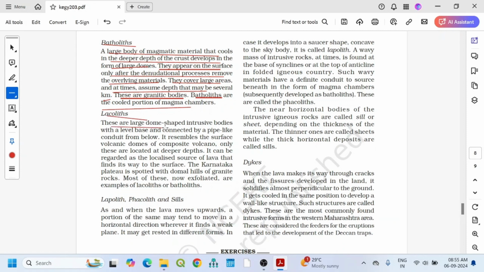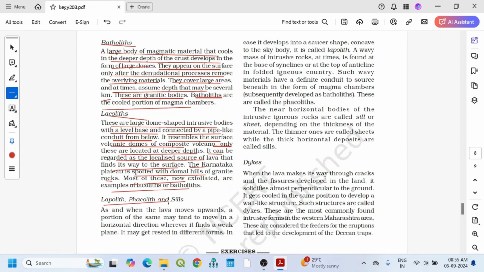Laccolith. These are large dome-shaped intrusive bodies with a level base and connected by a pipe-like conduit from below. It resembles the surface volcanic domes of composite volcanoes, only these are located at deeper depths. It can be regarded as the localized surface of lava that finds its way to the surface. The Karnataka plateau is spotted with domal hills of granite rocks. Most of these, now exfoliated, are examples of laccoliths or batholiths.